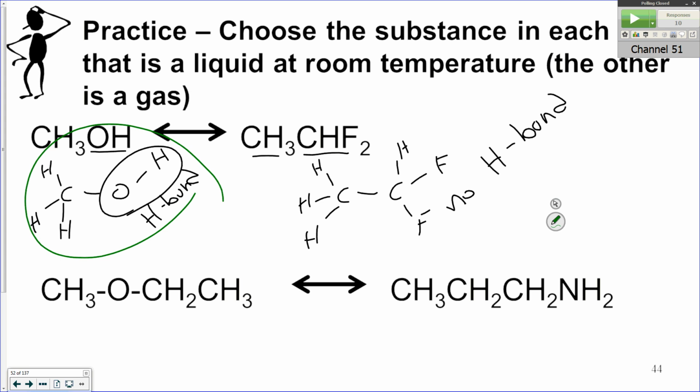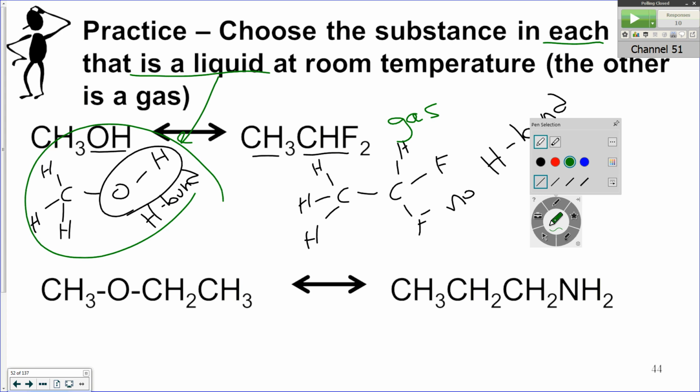Wait, that's the gas. Or, that's the one that's the liquid. Oh, so we're choosing the one with the strongest intermolecular forces. So this is the liquid. The other one, this would be the gas phase. Okay. All right. So let's do a similar thing for the pair at the bottom.